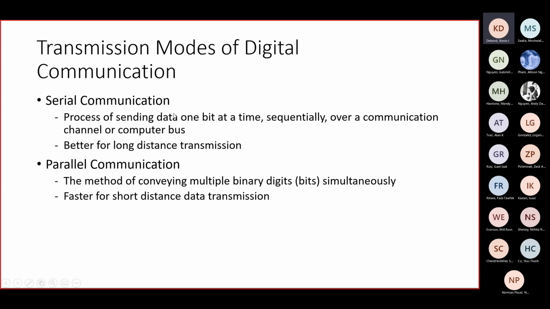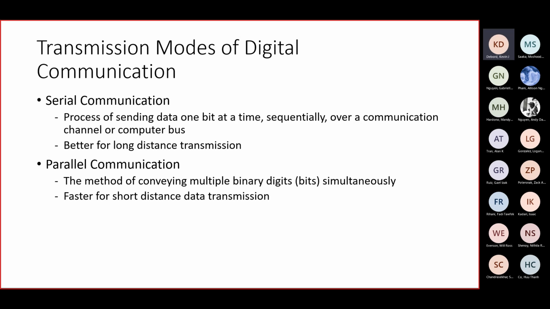So transmission modes of the digital communication. So we got serial and parallel communication. I think this was actually literally last week. So the process is sending data 1 bit at a time, sequentially over a communication channel or computer bus. Very simple. And it's way better for long distance communication because it's 1 little bit at a time. Parallel communication is a method of conveying multiple binary bits simultaneously, and it's faster for short data transmission, right?